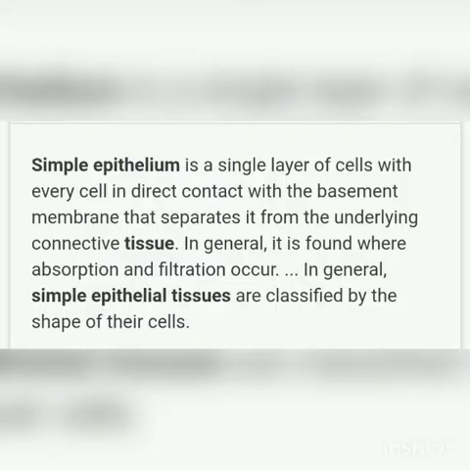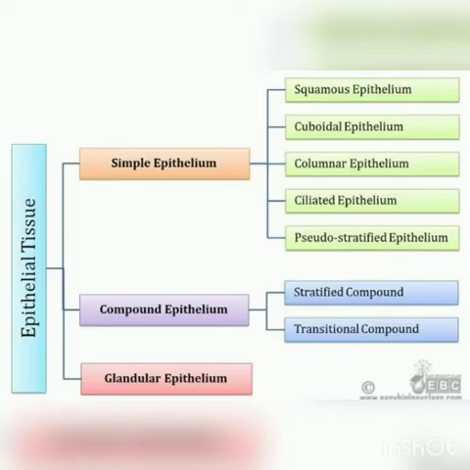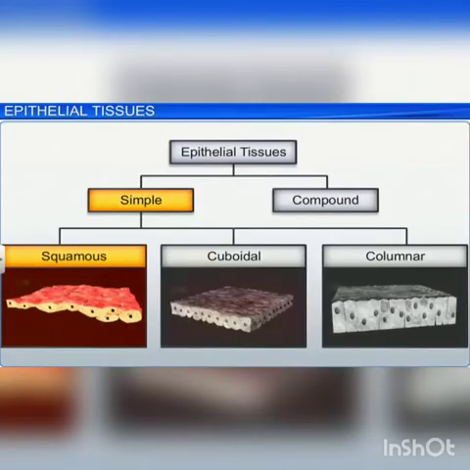Simple epithelium is composed of a single layer of cells. They are found in the organs of absorption, secretion, and filtration. This simple epithelium is further classified into squamous epithelium, cuboidal epithelium, columnar epithelium, ciliated epithelium, and pseudostratified epithelium. So this simple tissue is further divided into 5 types: squamous, cuboidal, columnar, ciliated and pseudostratified epithelium.